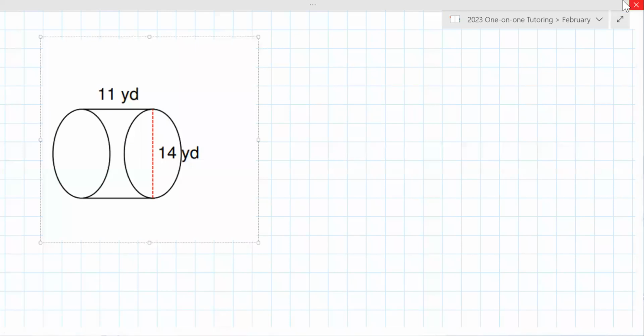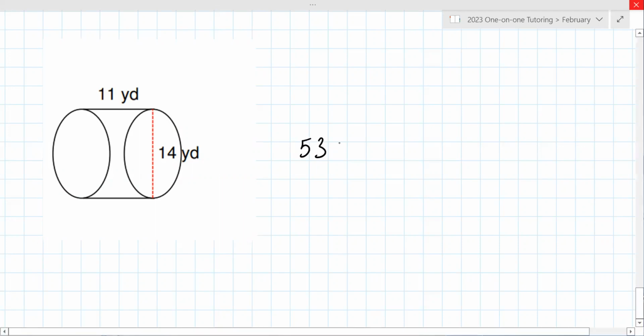So let's have you try one here. Give me the volume of this. I want an exact answer, please. Exact. All right, you got it. So first I would do 7 times 7, 49. 49 times 11, 539, 539 yards cubed. 539 pi yards cubed. Yes.